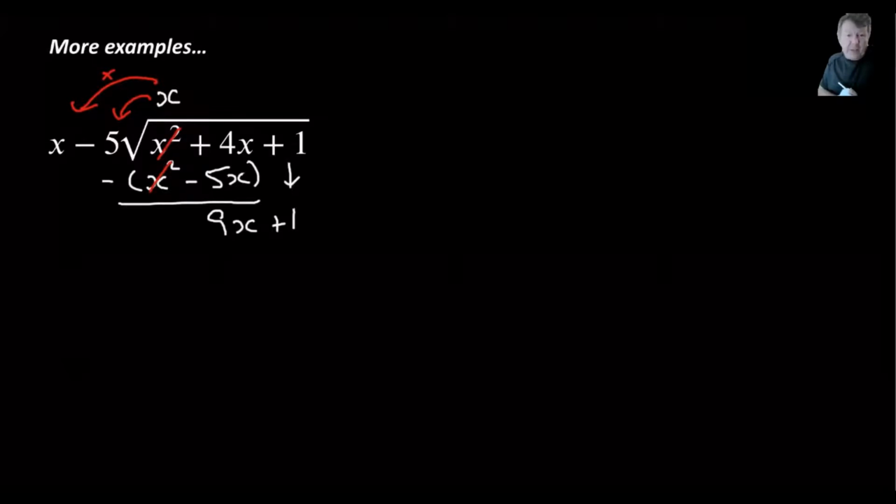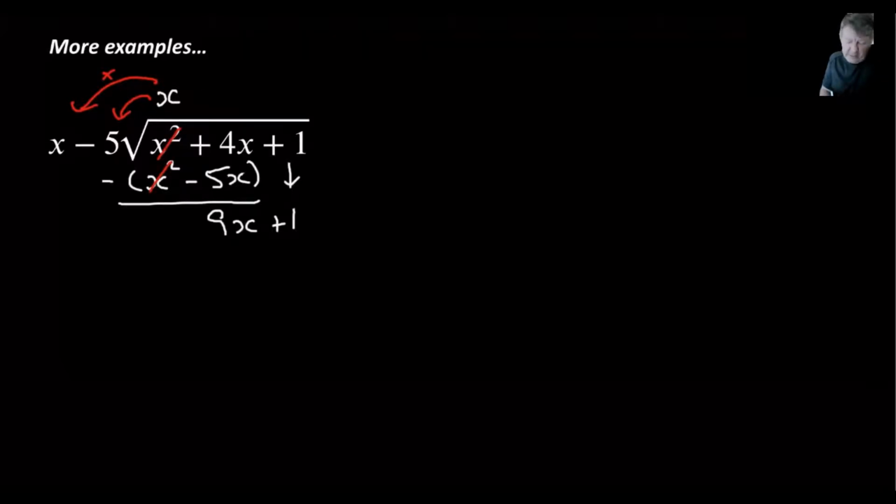x times what is 9x? So x times 9. So plus 9 goes up the top. 9 times x is 9x. 9 times negative 5 is negative 45. This bit's a demonstration of why we need to use the brackets.